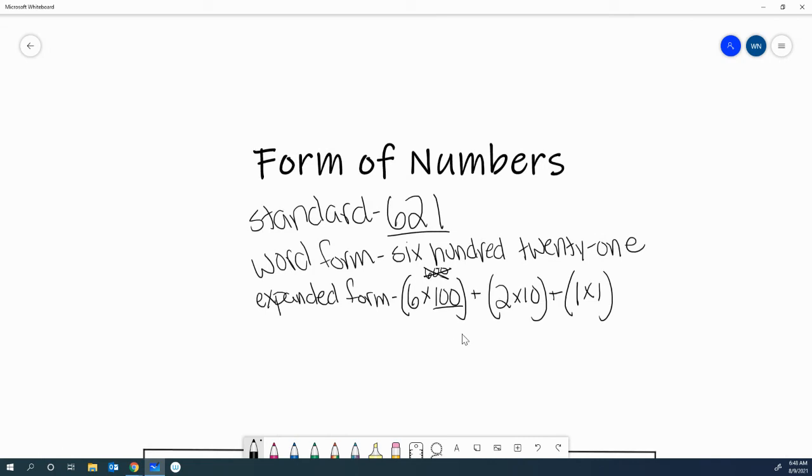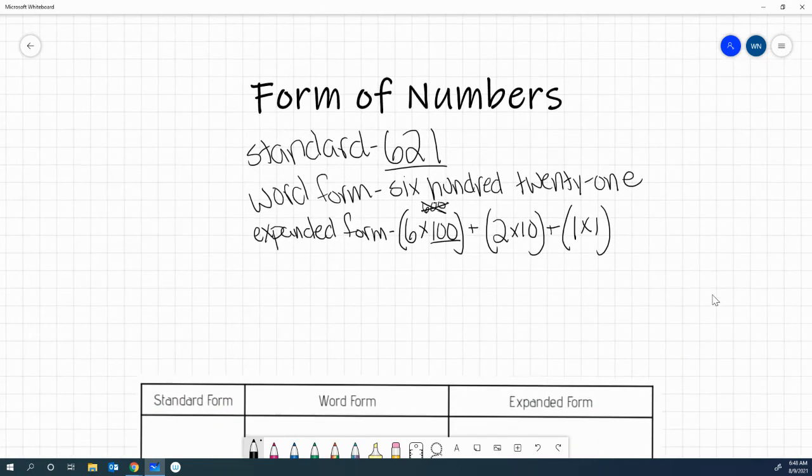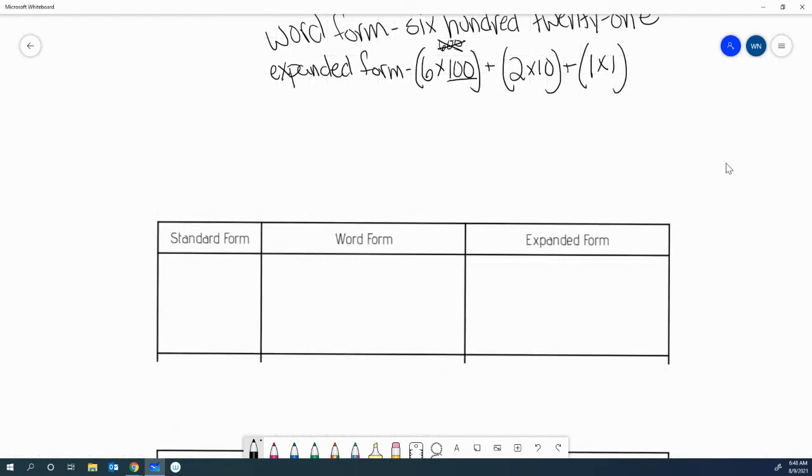That looks easy now, but wait till we get to where we have to go to 100 millions. Then it gets super long. Let's go ahead and practice. I'm going to start you off with a super easy one. Let's start with 4,382. Let's write that in word form.